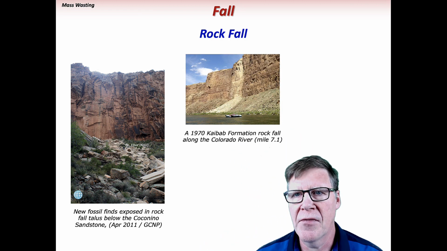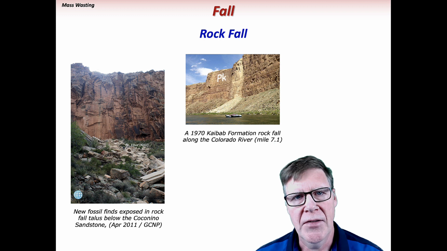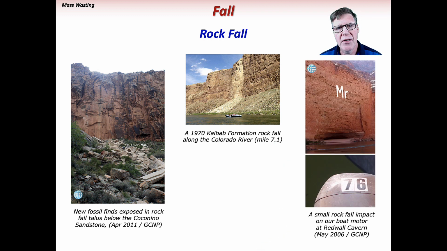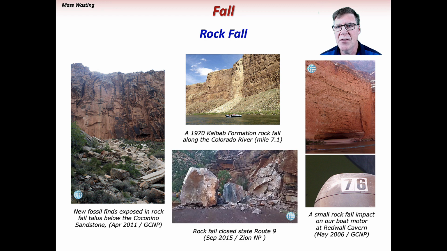A relatively fresh rockfall occurred in the spring of 1970 at Colorado River Mile 7.1, and this one began in the Kaibab Formation and tumbled downslope to the river. The vertical cliffs at Redwall Cavern produced a tiny rockfall that impacted our boat motor. That was a close one. And in 2015, a large rockfall forced the closure of State Highway 9 in Zion National Park.